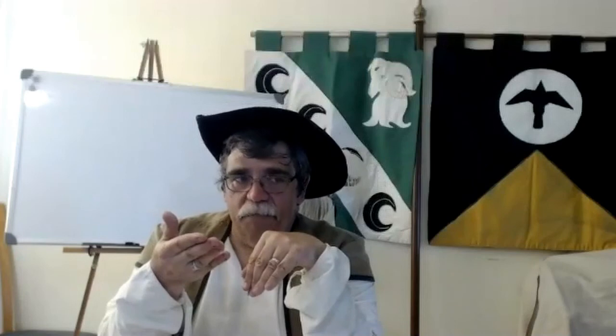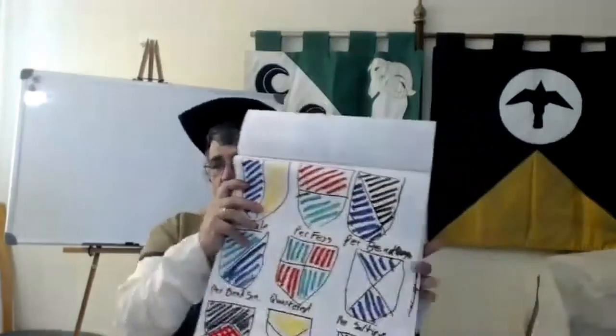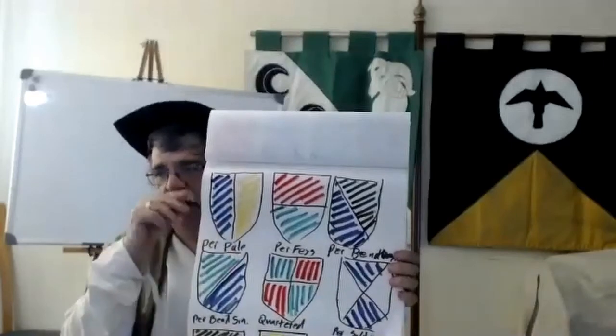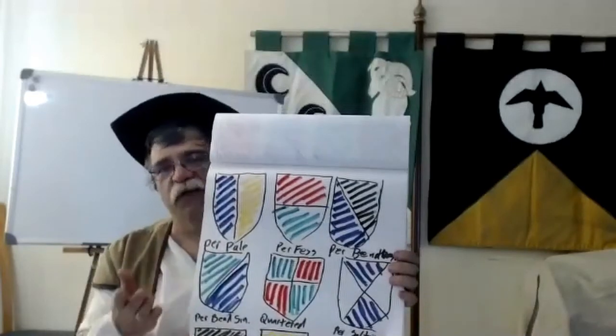All right. So right now we have a plain field, which is just a single, what we call tincture, basically either a color or a metal on a single field. Then you have the furs, which are representative of a hybrid field. Well, we can also have what are called varied fields. And varied fields are fields that are split in some form or other, all right?